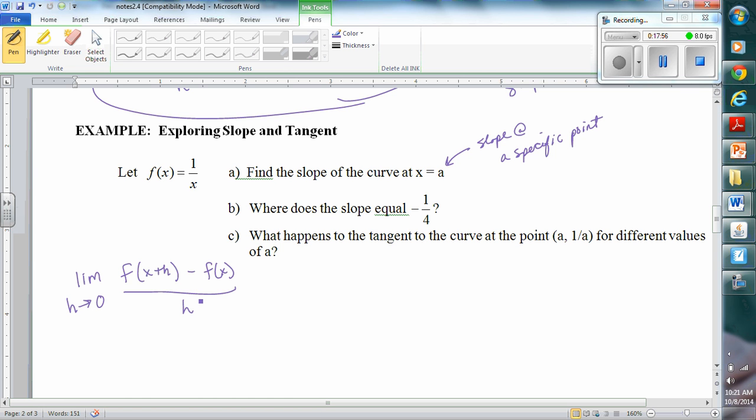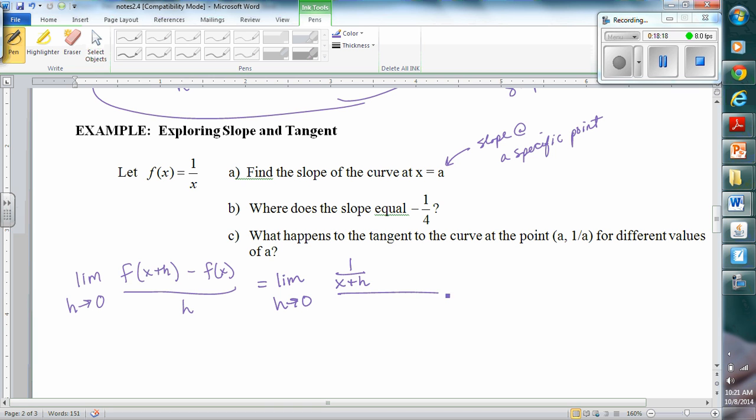Okay, this is kind of challenging for some. Rewrite this. The limit is still there. Maybe we won't write that every time, but for now we'll keep writing it so we remember that we're taking the limit as those two get closer and closer together. What's f of x plus h? Yeah, good. It's 1 over x plus h.